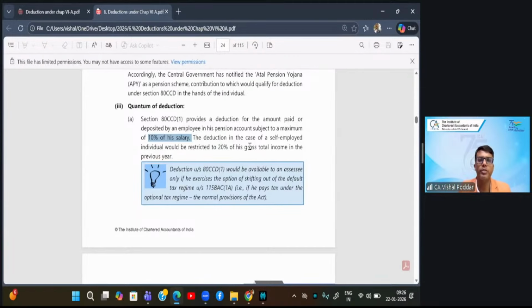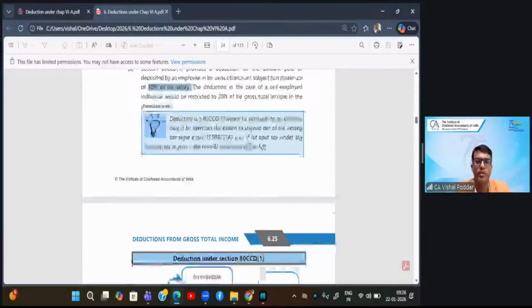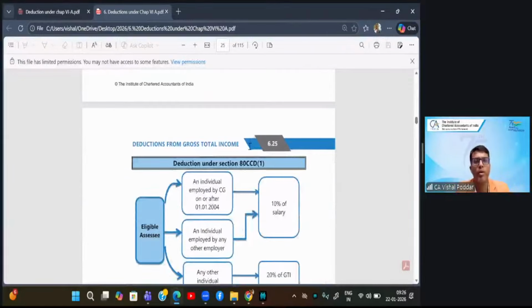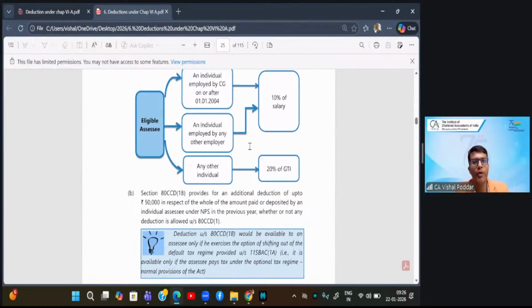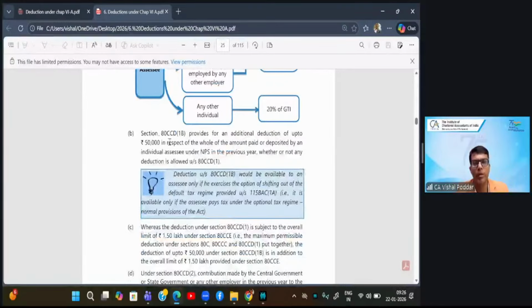What will be the meaning of GTI? GTI will mean your gross total income minus the special incomes. So that is what GTI is, right? So for self-employed, you have to take 20% of GTI, and for employees, you will take 10% of salary. Now we come to the second part. Your own contribution, but additional deduction up to 50,000 is allowed.